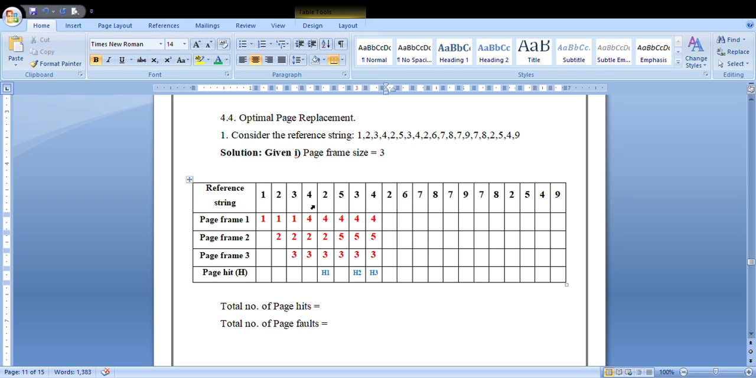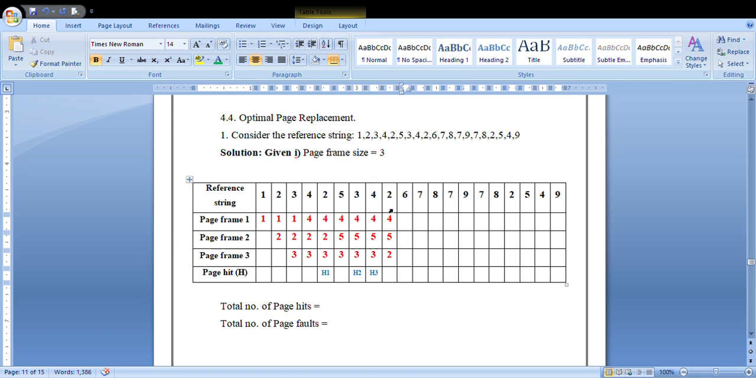Before that, you need to check whether 4, 5, 3, the existing page numbers in the page frame, are repeating in the next 3 values, or in the next 3 arrivals. If not, based on the oldest page, you can replace the value. Here 3 is the oldest page, so you are replacing page 3 by 2. Keep other values as they are.